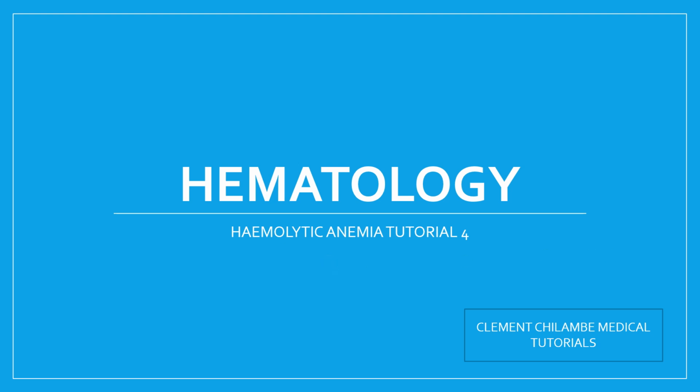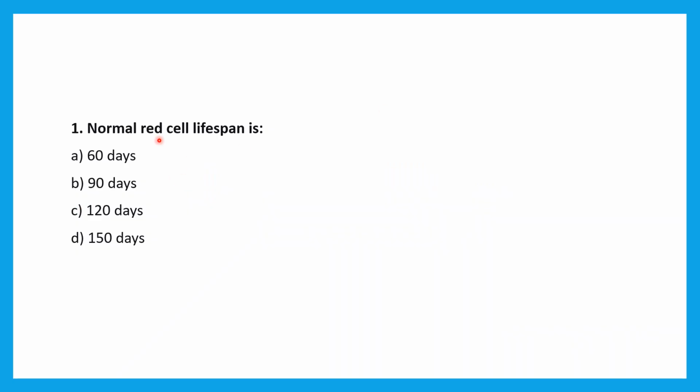So this is hemolytic anemia, and I am sure that you've read something about it, and we're going to start with our first question here. This question is very important because with hemolytic anemias, remember, we are talking about the normal red cell. What happens to it? The first question says: normal red cell lifespan is A, 60 days, B, 90 days, C, 120 days, and D, 150 days. All right, what is your answer?